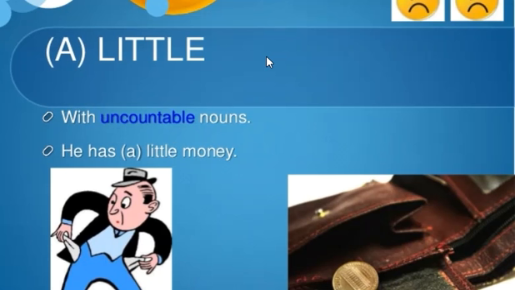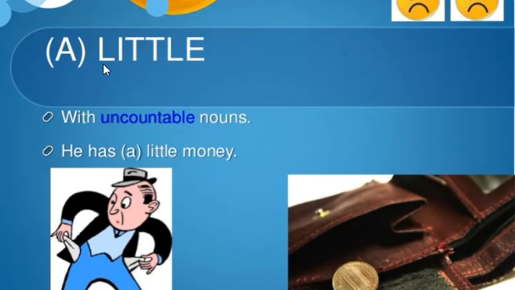But there is a very remarkable point. I usually ask my students what the difference between little and a little is, or for example the same case for few and a few. Please remember, when we do not use a, and we use little, the sentence has a negative meaning. And when we use a little, the sentence doesn't have any negative meaning.